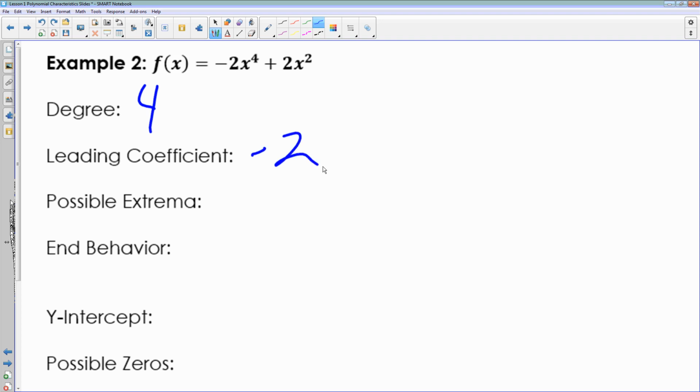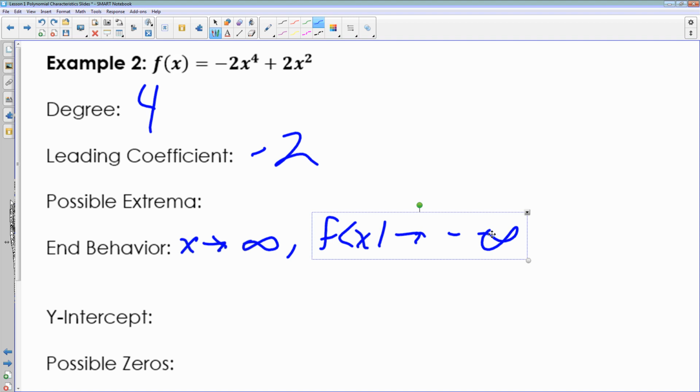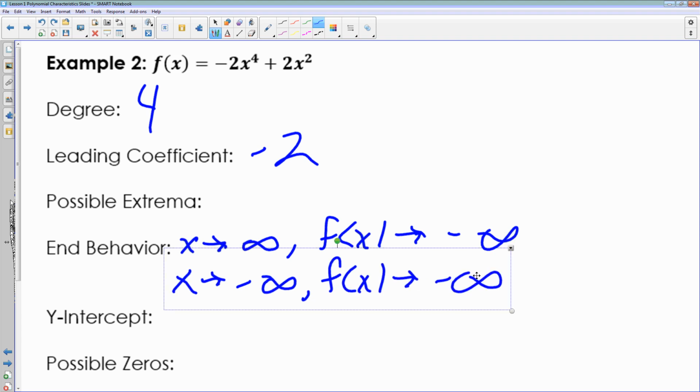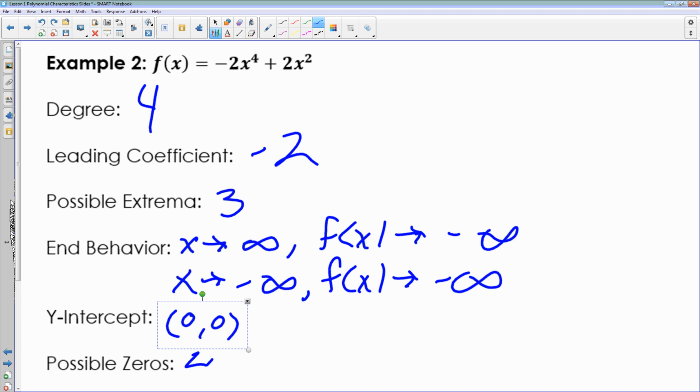So those things tell me, because my leading coefficient is negative, that on the right, I'm going to be going to negative infinity. But because my degree is even, that means on the left, I'm going to be doing the exact same thing, right? So it's also going to negative infinity. So this is a down, down, if you will. Possible extrema should be 3, because that's 4 minus 1. Again, my y-intercept happens to be at 0, 0 because there's no constant term. My possible number of zeros is 4.